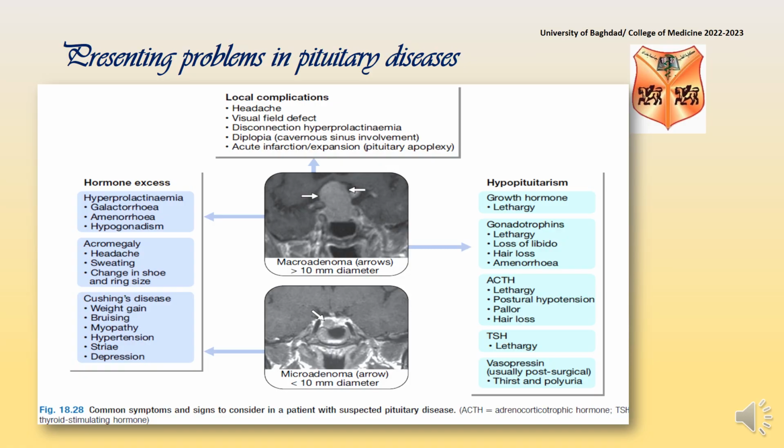Hypopituitarism, whether growth hormone deficiency, or one or two hormones, or panhypopituitarism, all the hormones. Growth hormone deficiency can cause lethargy; gonadotropin deficiency causes lethargy, loss of libido, hair loss, amenorrhea; ACTH deficiency causes lethargy, hypotension, pallor, hair loss; TSH deficiency causes lethargy; vasopressin deficiency, usually post-surgical, causes thirst and polyuria.